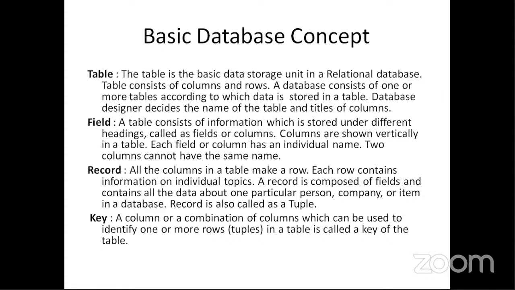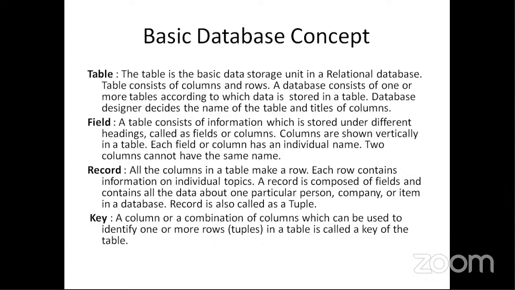The database designer decides the name of the table and the titles of the columns. For creating a college database, we create tables like table name as T1, T2. A table consists of different columns and rows. The information in a table is stored under different headings called fields or columns. Columns are shown vertically in a table. Each field or column has an individual name. Two columns cannot have the same name.